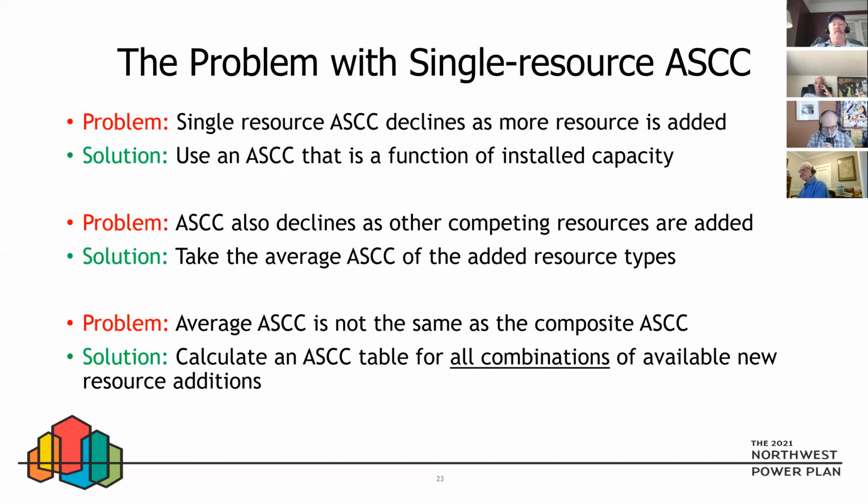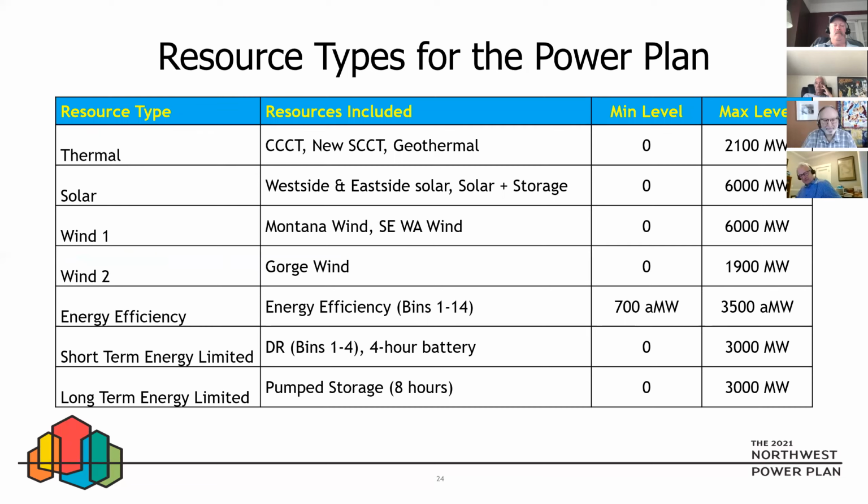So the solution is to calculate an ASCC table for all combinations of all available resources, and this is where it gets really interesting. Unfortunately, it requires a lot of work, but these are the 7 generic types of resources that we are going to use to calculate our ASCC table or ASCC array. We've got thermal, solar, a couple of wind, energy efficiency, and then short and long-term energy limited resources. And so we basically have 7 resources, and we want to capture a wide enough range. So we put in a low level of installed and a high level of installation.